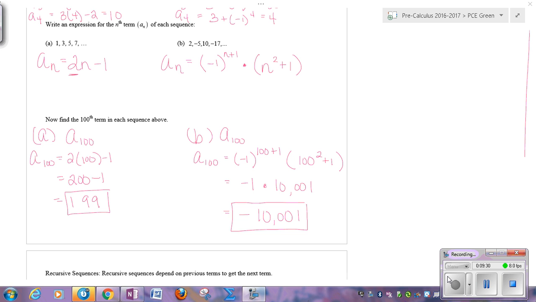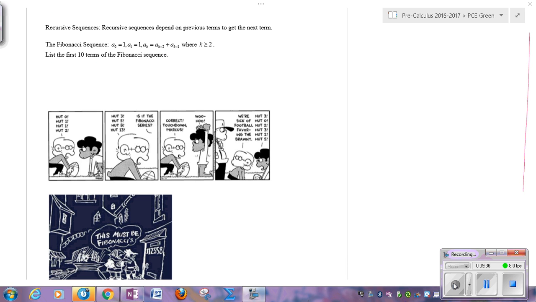It's pretty basic, substituting in a value, simplifying your expression. I'm sure at some point in your extensive math careers, you guys have heard about recursive sequences. So recursive depends on previous terms in order to establish the next term. So there's no common difference, there's no common ratio between each term. There's just a pattern that occurs.